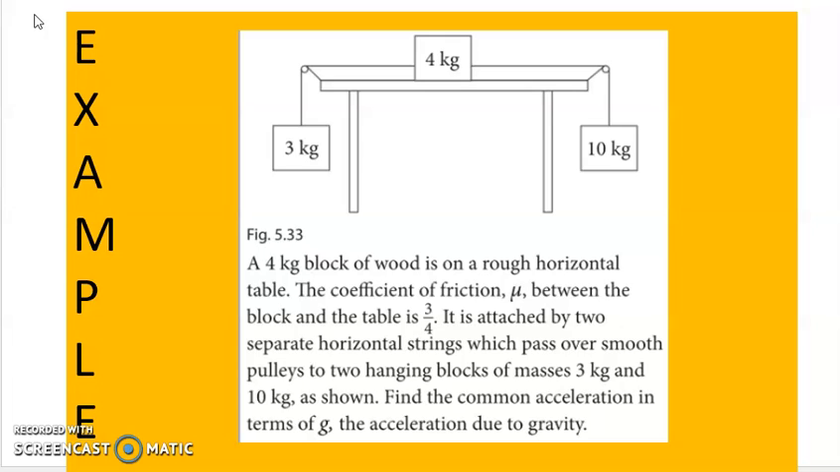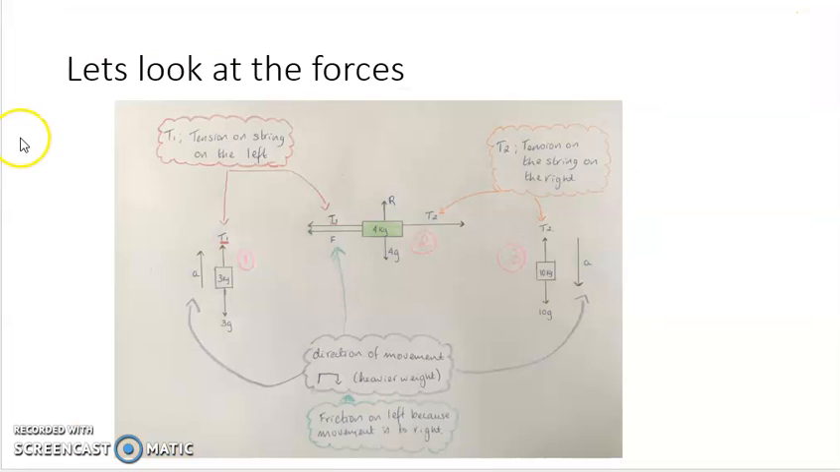Seems like a complicated situation. The first thing we're going to do is look at the forces. On the left hand side, we have our 3 kilogram mass. It has a downward force of 3g and an upward force of T1.